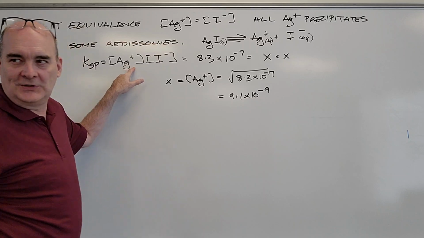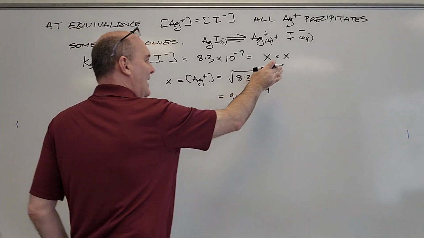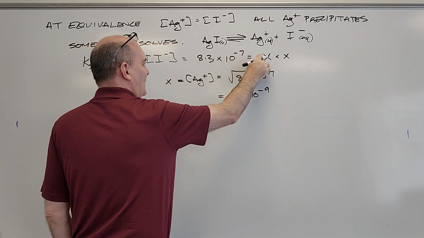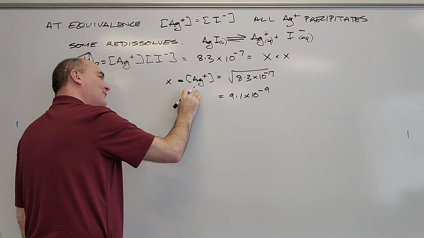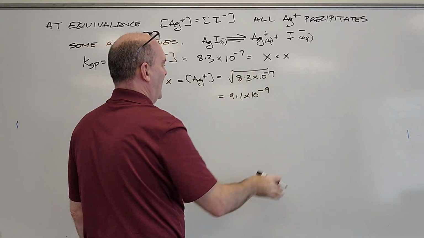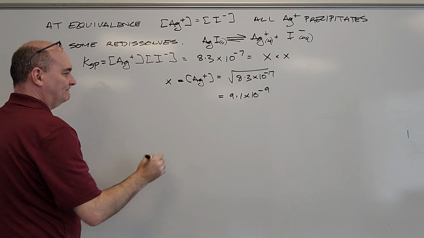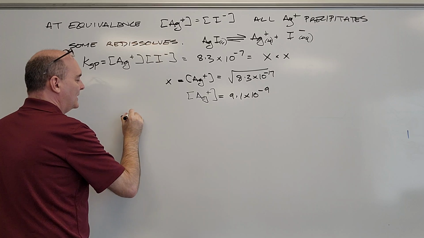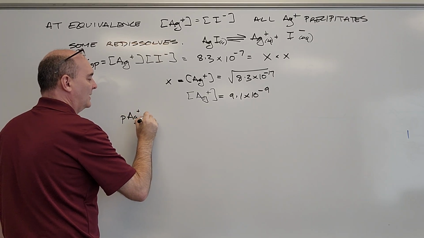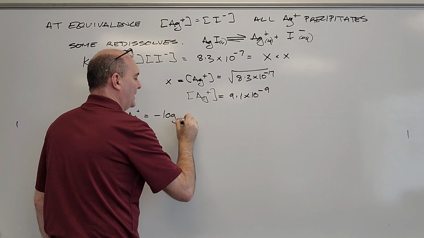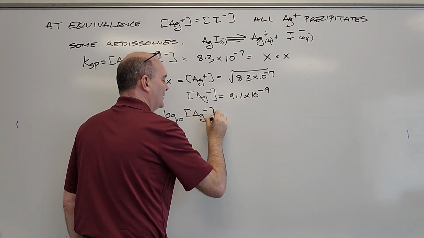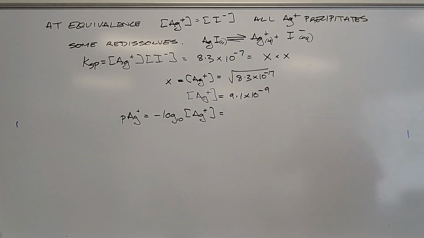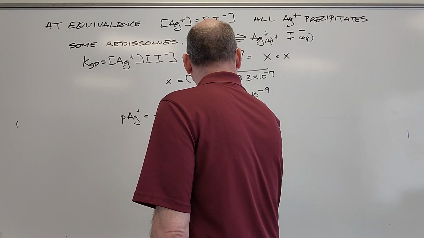Those two numbers have to be the same as each other. So if those are some value x, then the KSP equals x squared. X is the value of my silver ions in solution, which is the root of the KSP, which turned out to be that. And then we can get this thing, pAg, which is just the negative log to the base 10 of the Ag plus concentration. And that turned out to be 8.04.